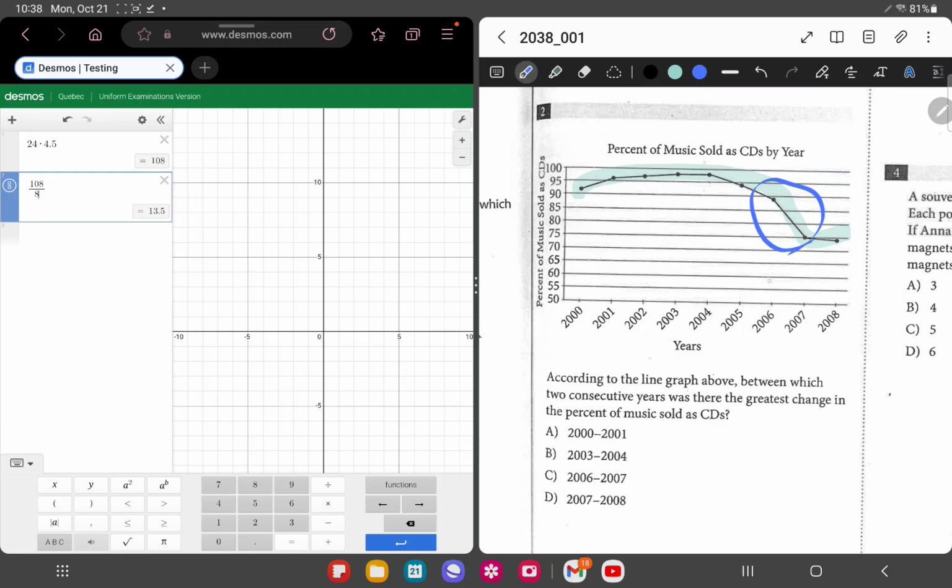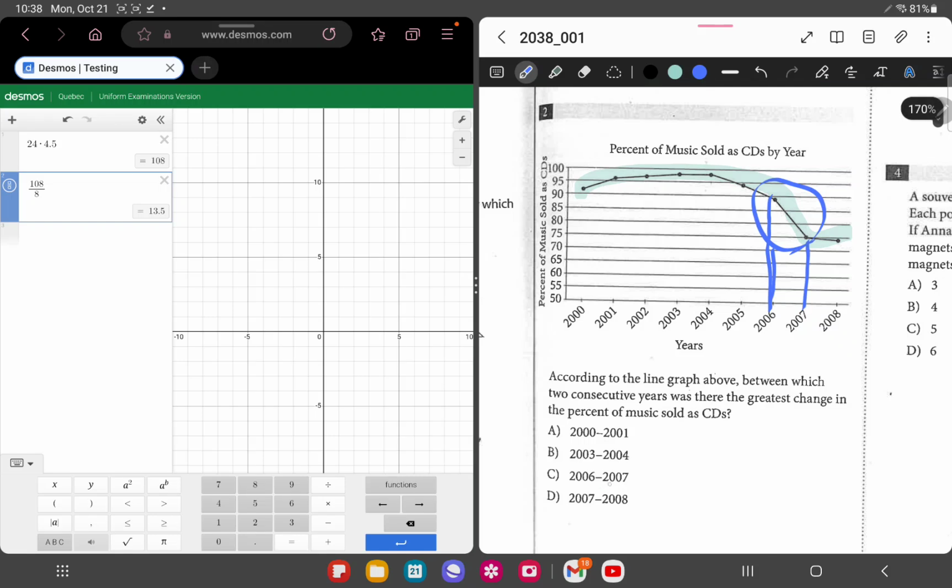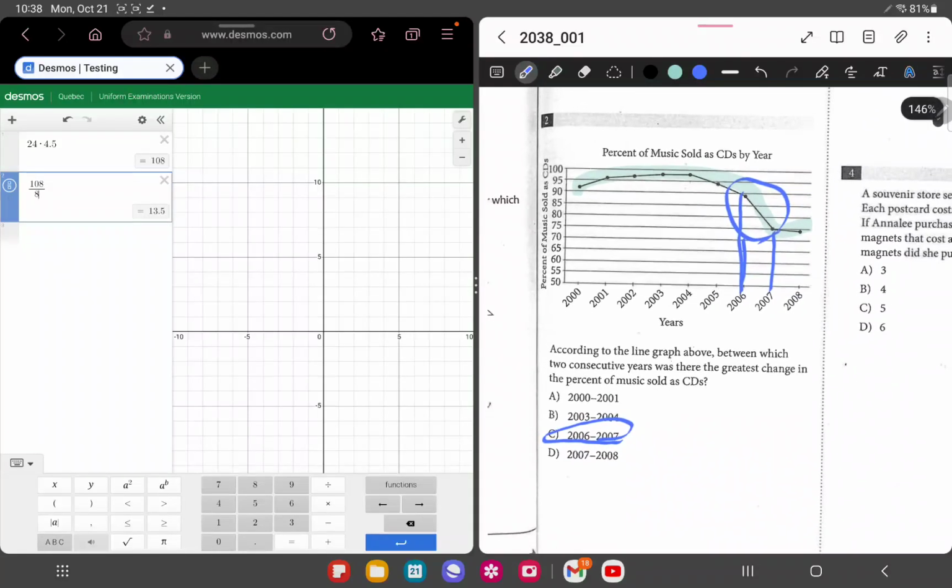So what years would that be? That would be what, 2016? Wow, what am I talking about? 2006 and 2007. So that is my answer for this one. Pretty straightforward. There's nothing much to it. That is just my answer.